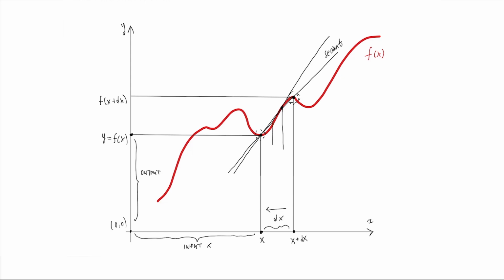Let's go a bit further. If we make the point x plus dx here, then we get this line. If we make it here, then we get this line. The question is, what happens as dx approaches 0? What is this secant line approaching? Answering this question introduces a new perspective towards derivatives.